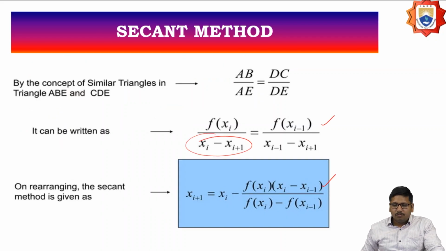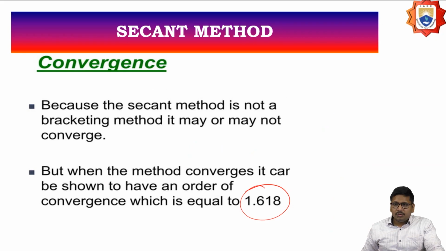When you look at the concept of similar triangles, the concept can also be seen here, and the method and the equation I get are shown here. So regarding convergence, as I said previously, the convergence value lies around 1.6.